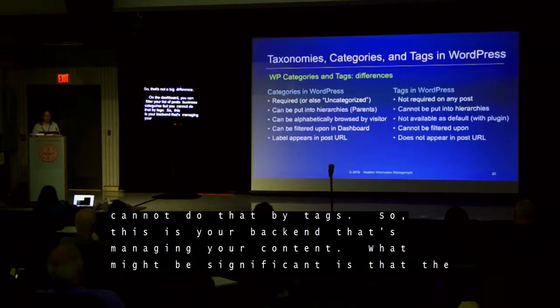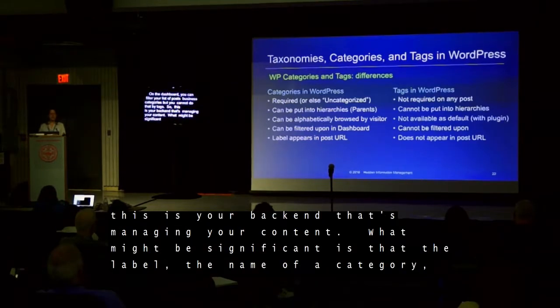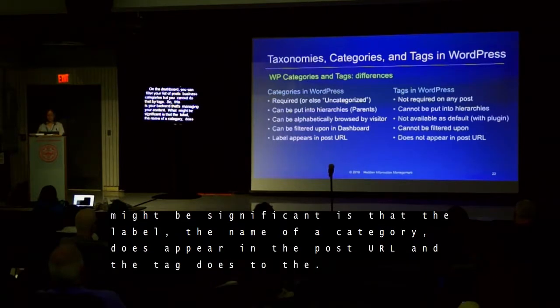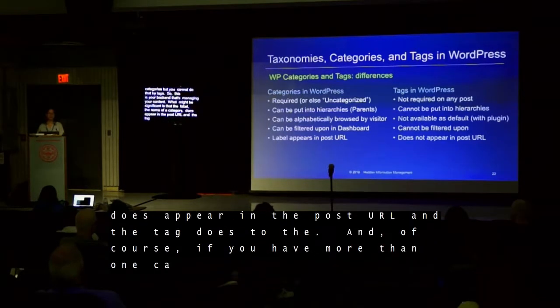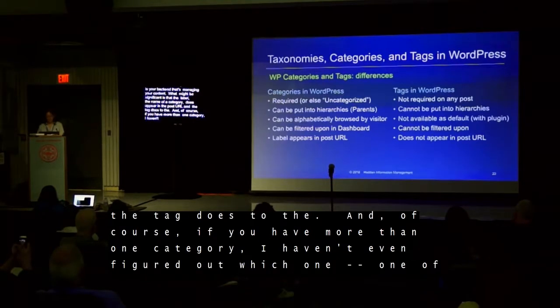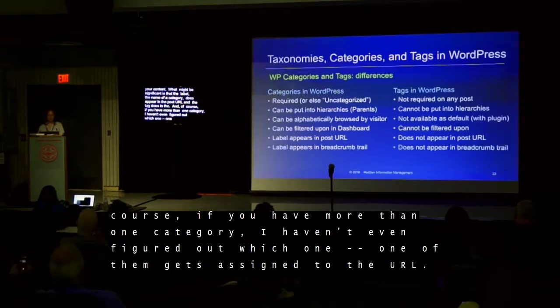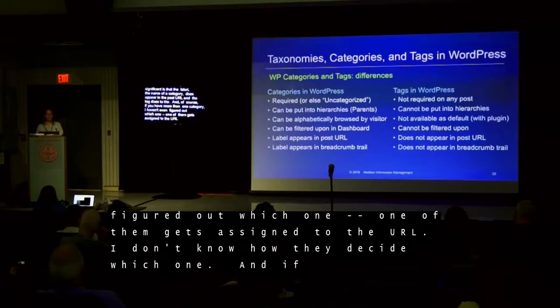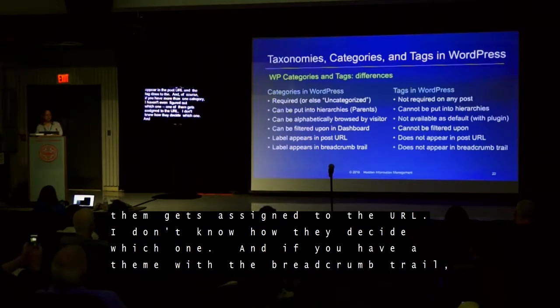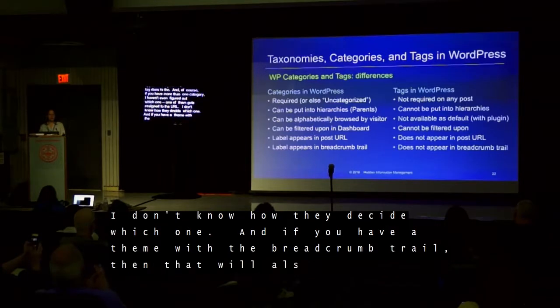What might be significant is that the label, the name of a category, does appear in the post URL, and the tag does not. And of course, if you have more than one category, I haven't even figured out which one of them gets assigned to the URL. I don't know how they decide which one. And if you have a theme with the breadcrumb trail, then that will also appear in the breadcrumb trail.